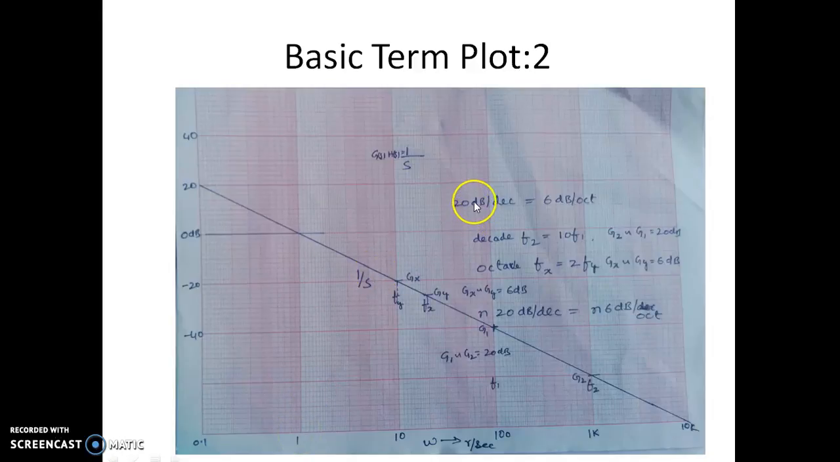And it is also written something like this. You can see 20 dB per decade is given by 6 dB per octave. So this is an equivalent term. So let us try to find out what is this decade and octave.